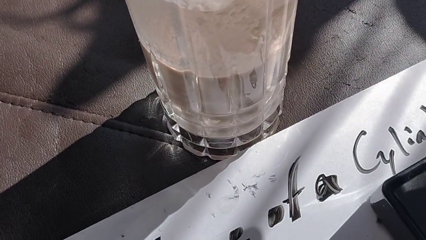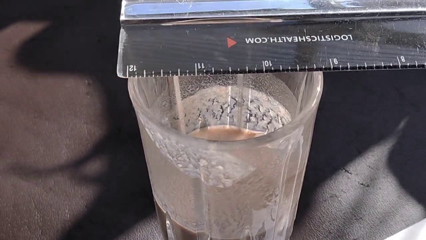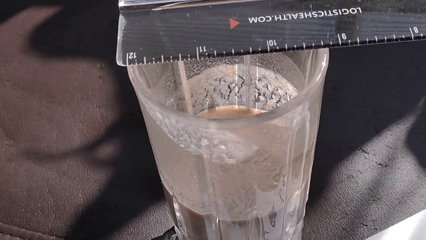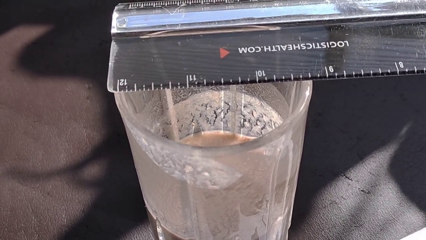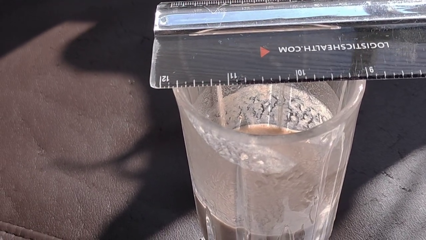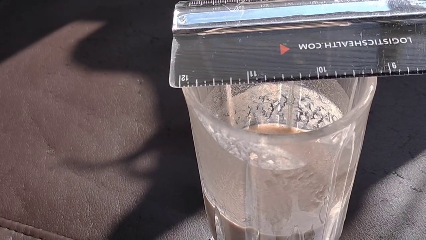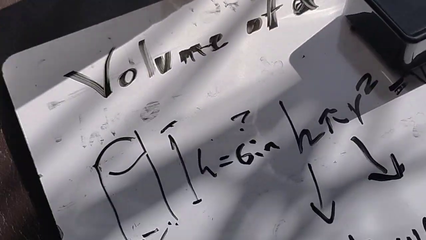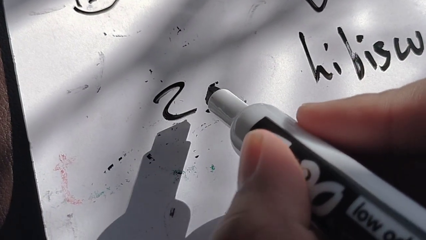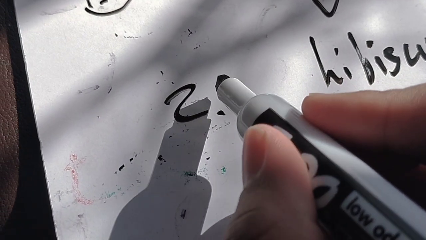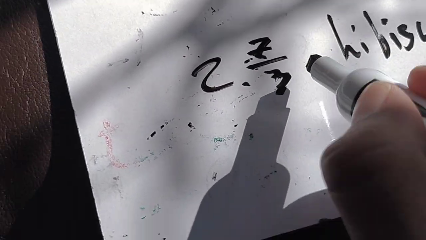And let's see, the radius is gonna be half the diameter. The diameter is like 2 1/3 inches. So 2 1/3 is like 7/3. Multiplied by 1/2 would be 7/6.